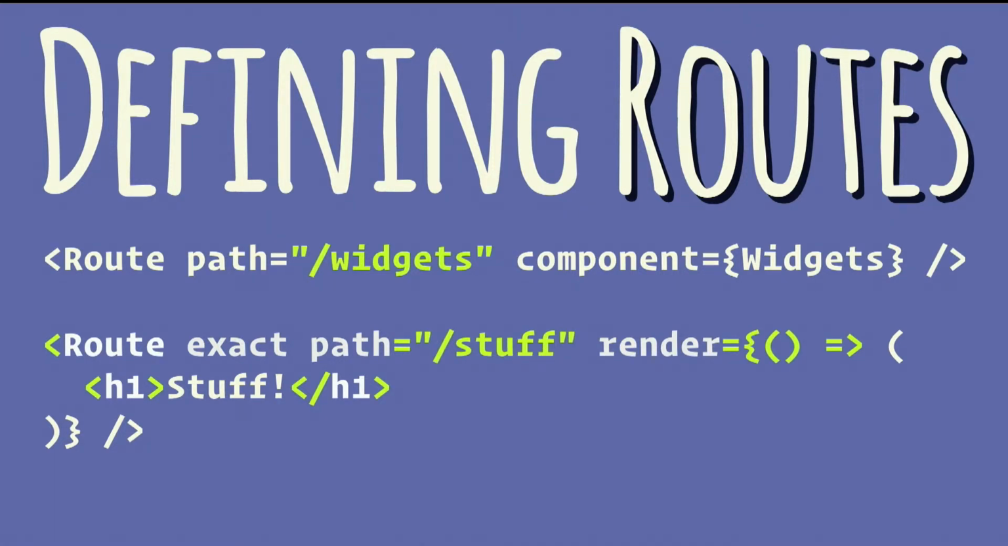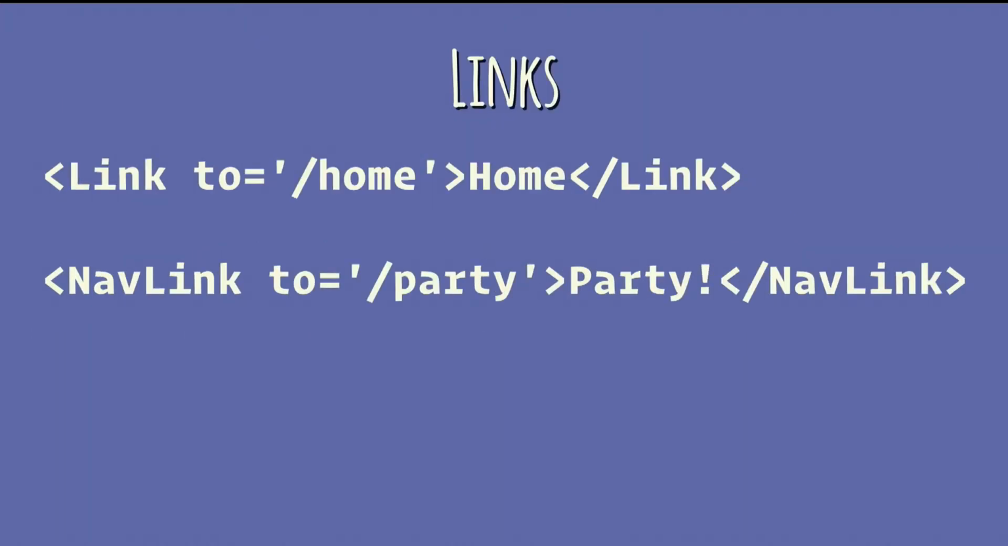So defining routes. Once we have routes, we need a way to actually link to those things. And there are two different link components included in React Router, Link and NavLink. They have a prop called to instead of href like you would have in a traditional link. They do just render down to an a href in the end. So you say Link to and then the path to that route, or NavLink to.